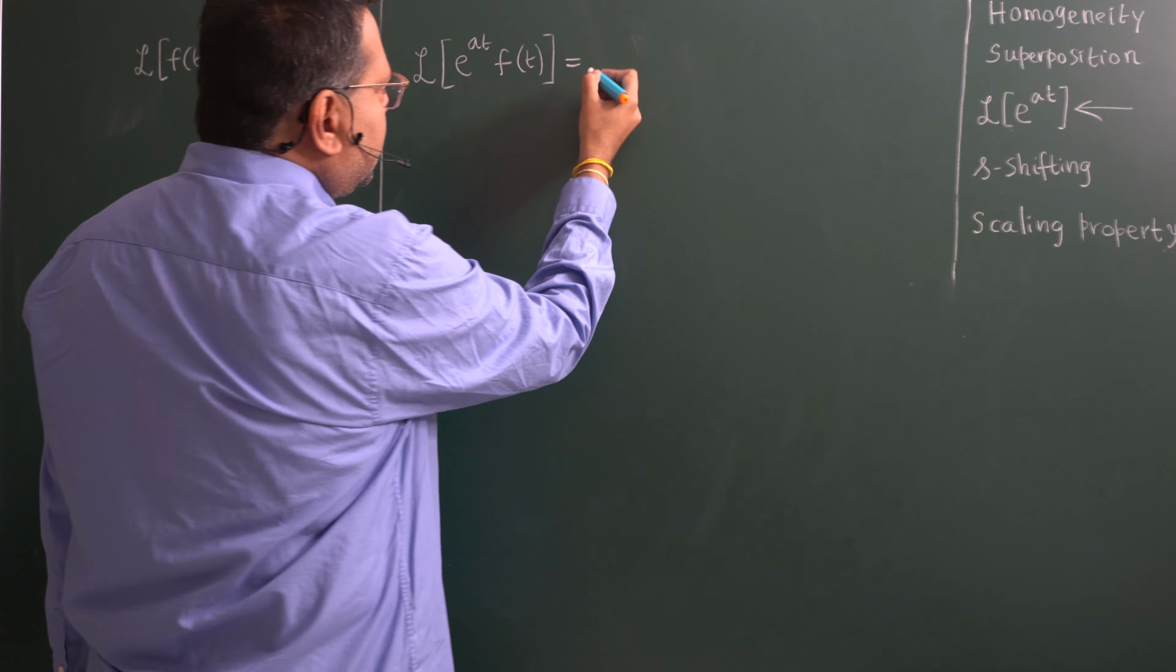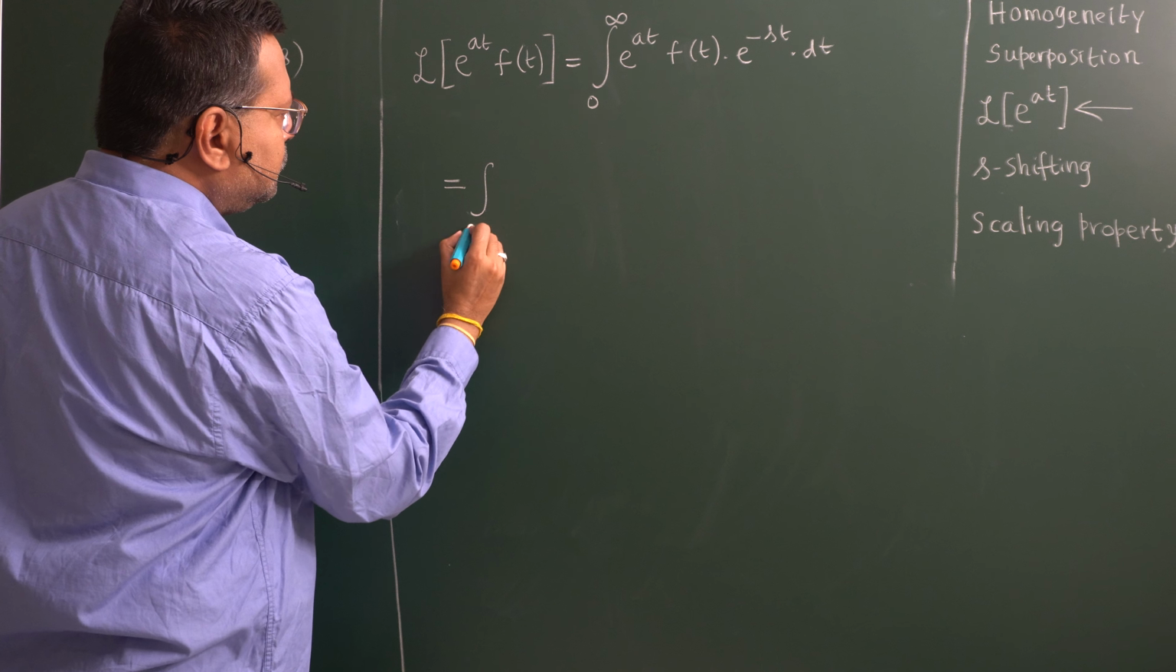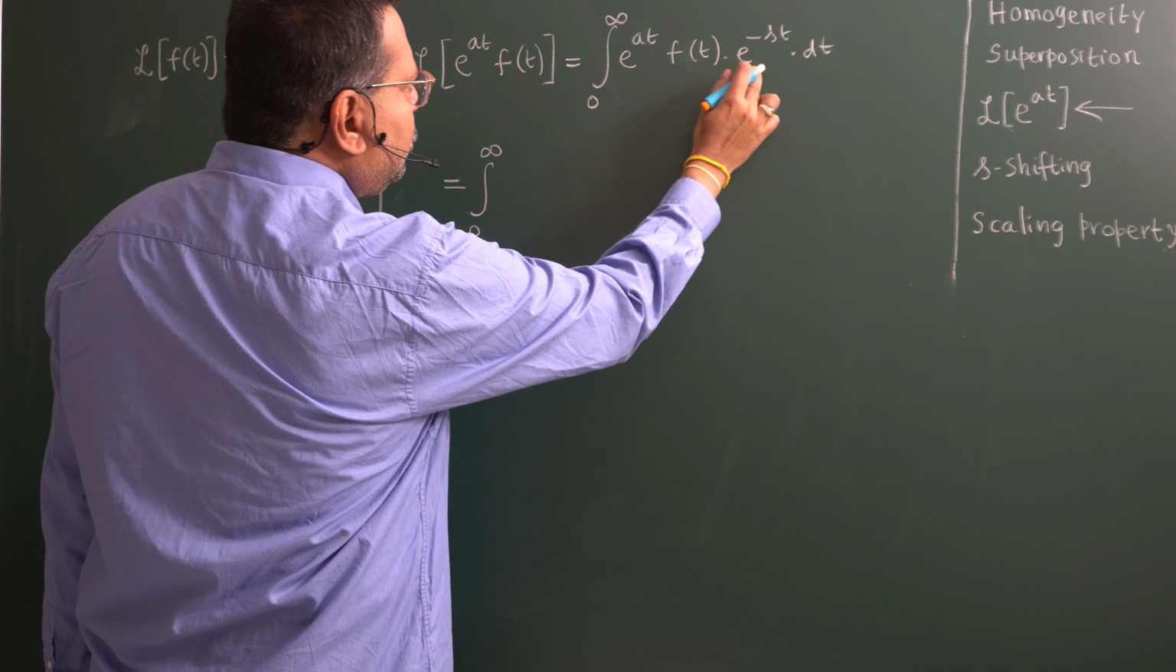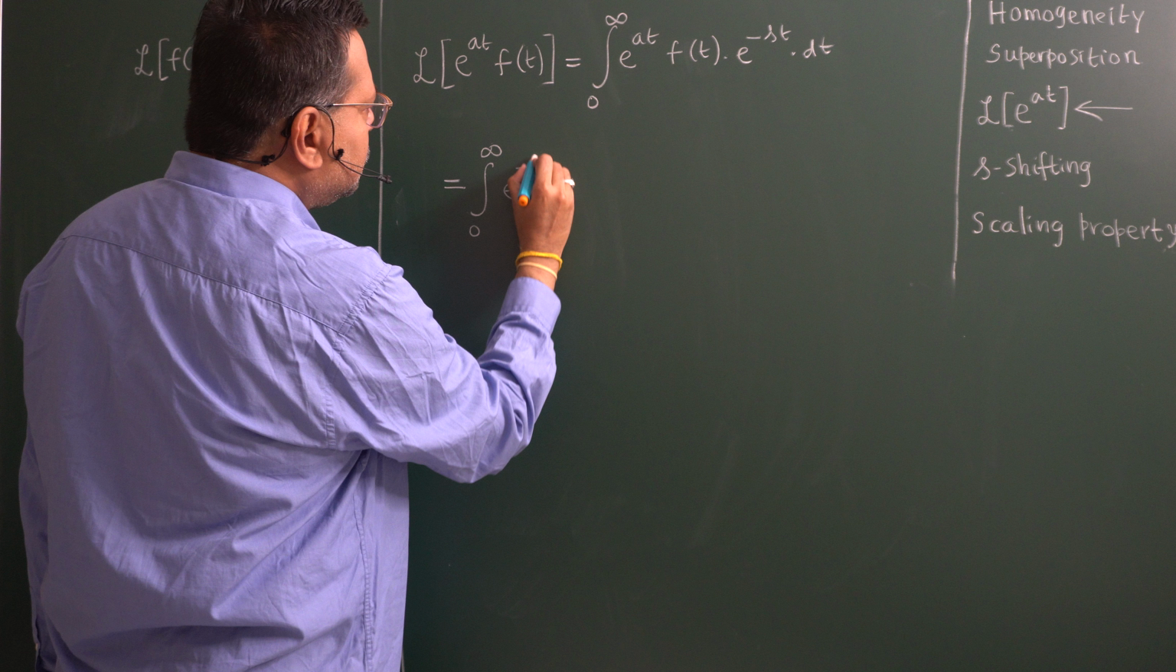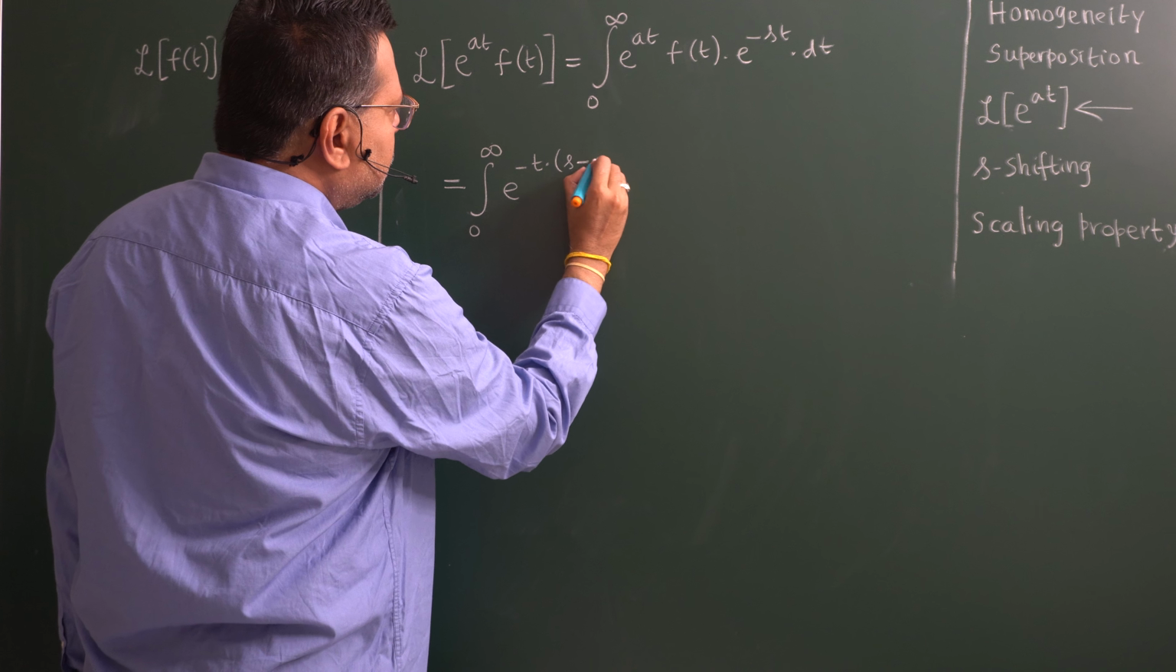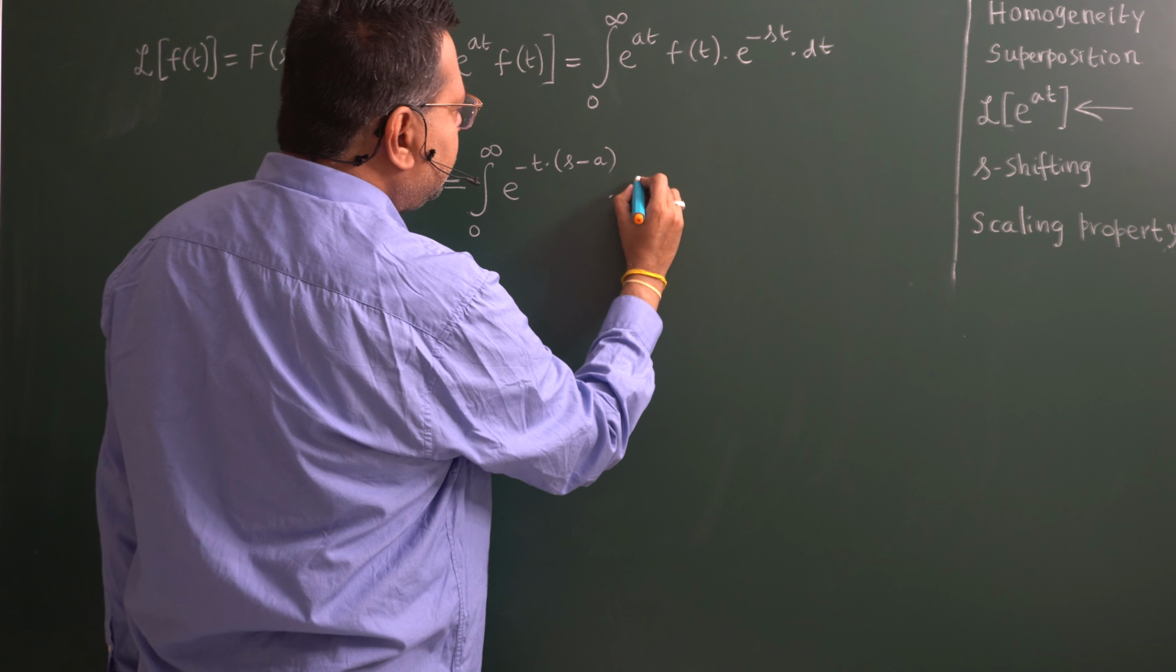So we can write like this. It is the integral 0 to infinity e to the power at, then you can write this f of t multiplied by e to the power minus st, then dt. So which can be written down like this. These two you combine, then you have this f of t.